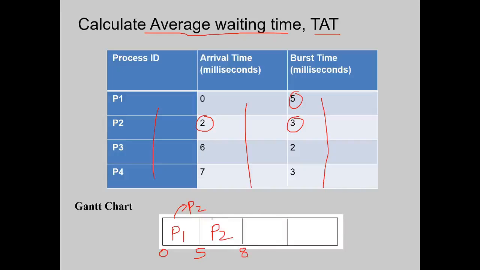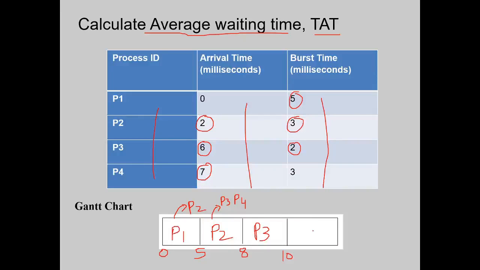Now when process P2 is running, check out if any of the other processes are in the ready queue. Yes, at unit 6 process P3 has come and at unit 7 process P4 has come. So when P2 is running, in the ready queue, process P3 has come and process P4 has come. Okay, now the first process which has come is P3, allocate the CPU for P3. P3 is going to run for 2 units, so 8 plus 2, 10.